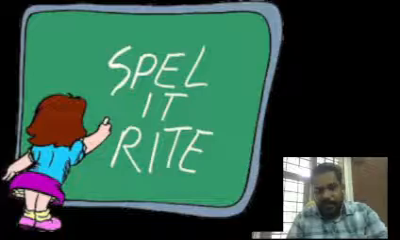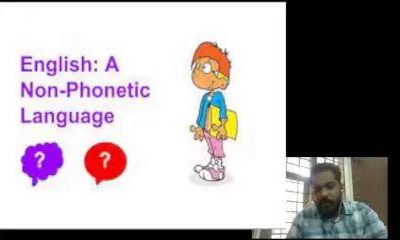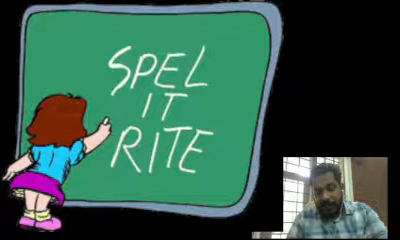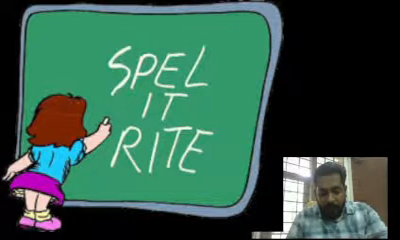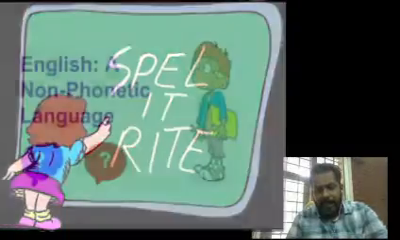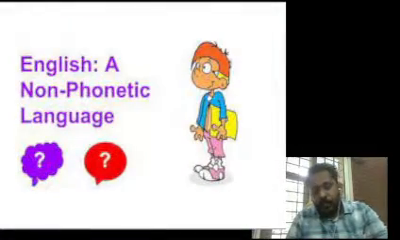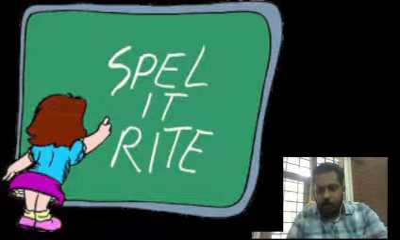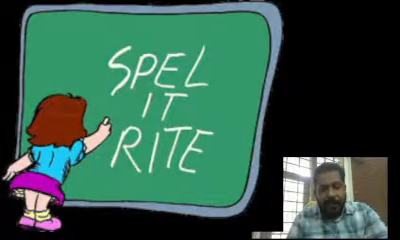The second characteristic is that in English, the same sound can be represented using different letters. For example, take the sound K. In the word kit, the letter K is used to represent the sound K. In the word cat, the letter C is used. Take one more example, school, S-C-H-O-O-L: here C and H are used to represent the sound K.